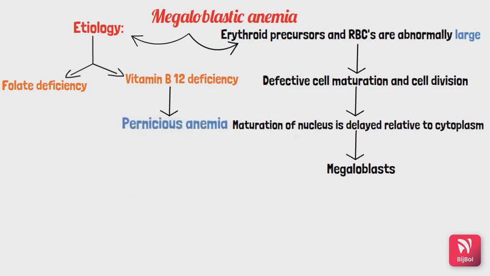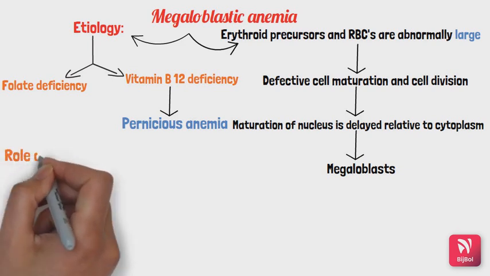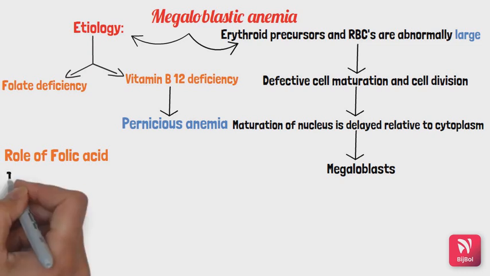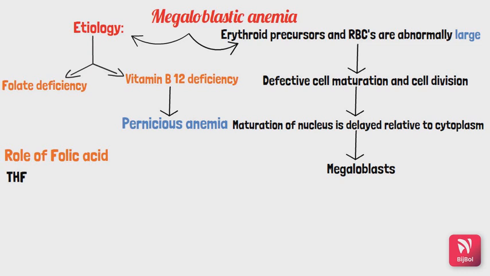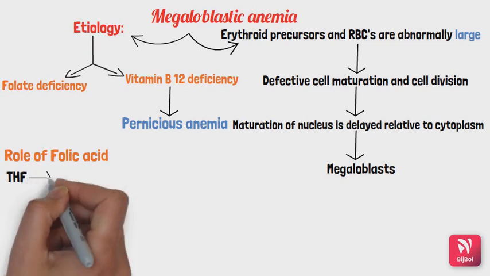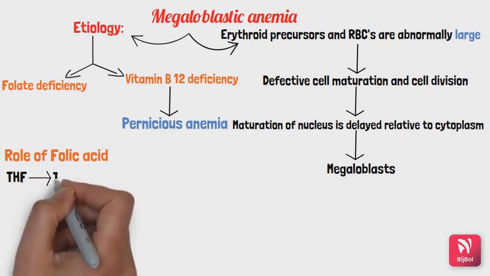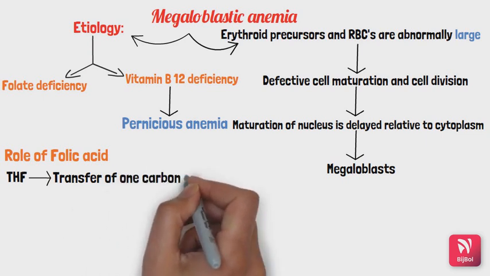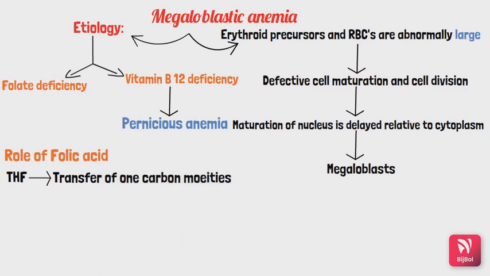Now saying that, we shall discuss what is the role of folic acid and what is the role of vitamin B12, first of all, that can cause changes within the nucleus of erythroid precursors. So folic acid is also called tetrahydrofolate, wherein the main function of it is to transfer 1 carbon moieties. So what are these 1 carbon moieties? They are usually formyl and methyl groups.